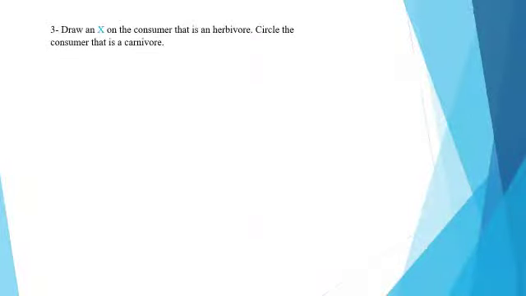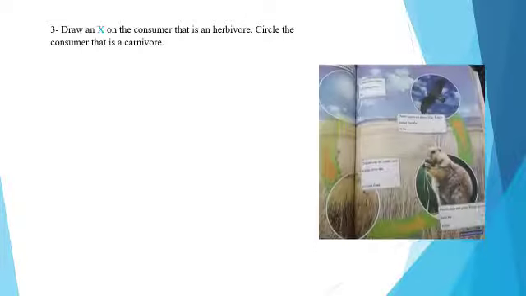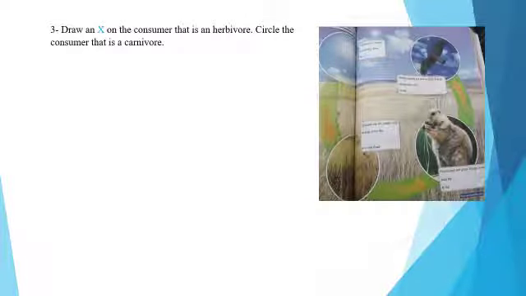Draw an X on the consumer that is an herbivore. Circle the consumer that is a carnivore. Herbivore means eat only plants. Carnivore means eat only other animals. You should put an X on the prairie dog and you should circle the golden eagle.